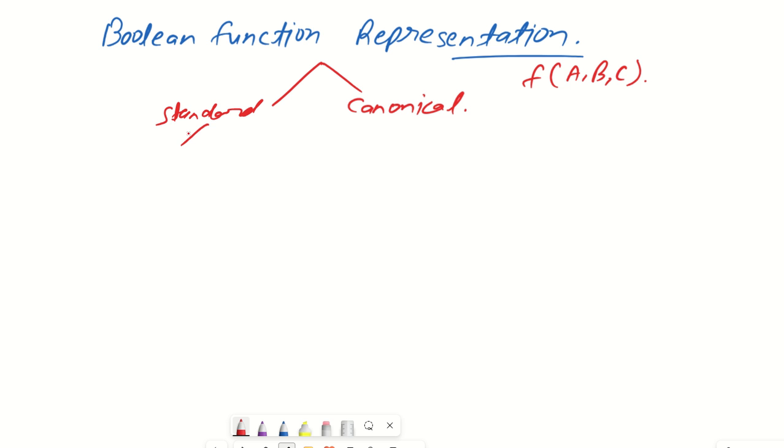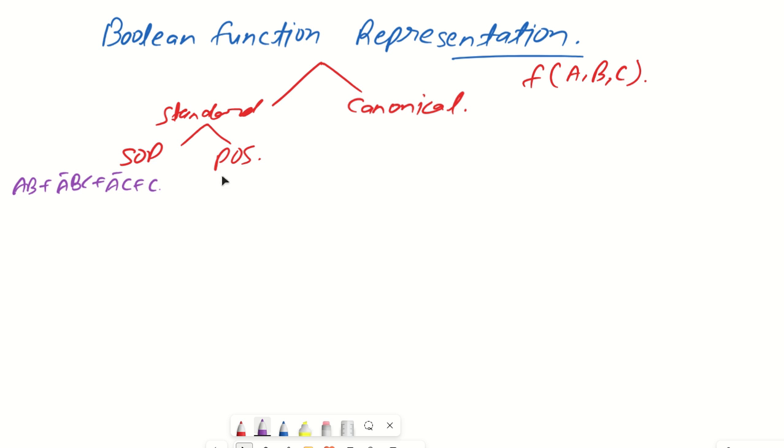In both standard form and canonical form, there can be two possibilities: either it can be in the form of sum of products, or in the form of products of sum. If I give you an example of sum of products, let us say AB plus A bar BC plus AC bar plus A bar C. This is an expression which is sum of products. You can see these are products, AB, A bar BC, and summation of all of them. That's the reason it is called sum of products.